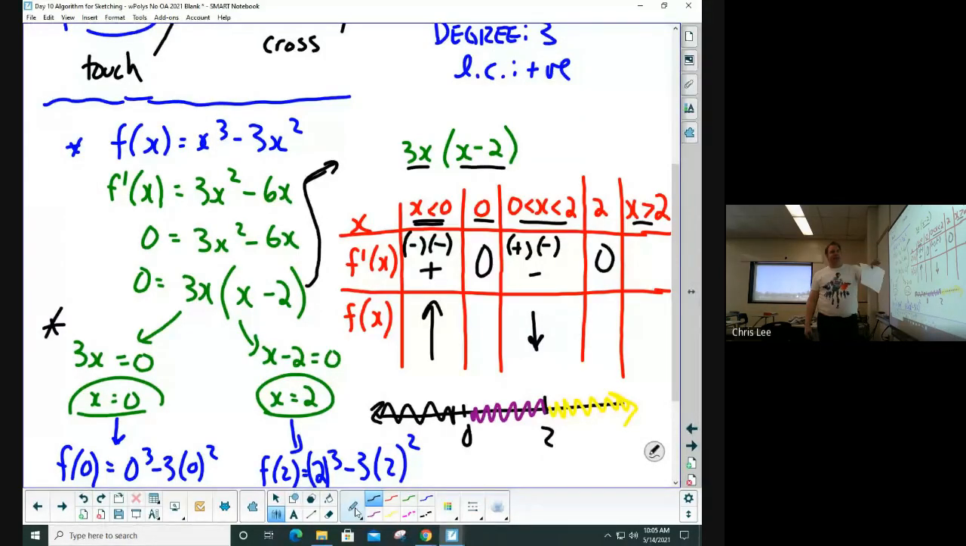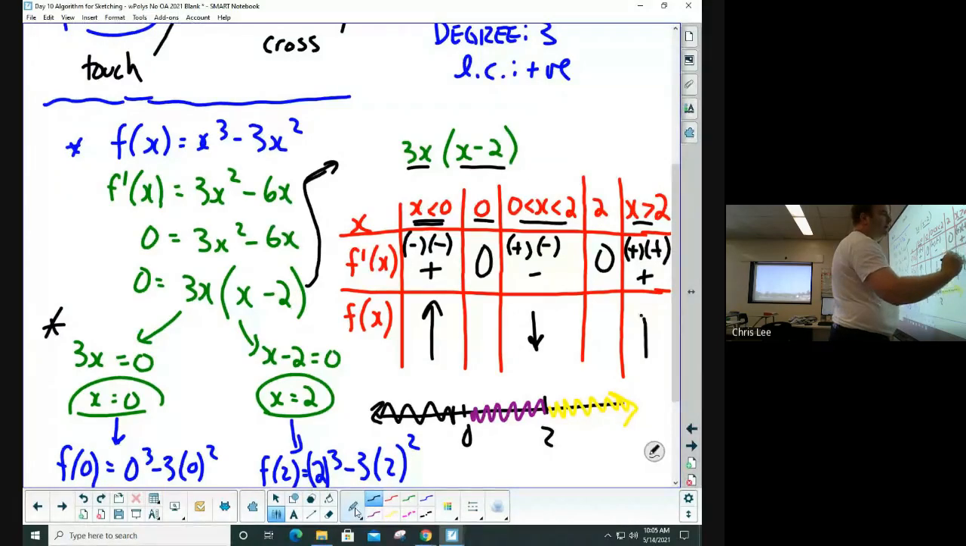Then I'll look at the last step. The last step is a number bigger than 2. What happens there? So I'm going to choose something like 3. 3 times 3 is going to be positive. And 3 minus 2 is also going to be positive. I've got a positive, so the graph is going to go up.